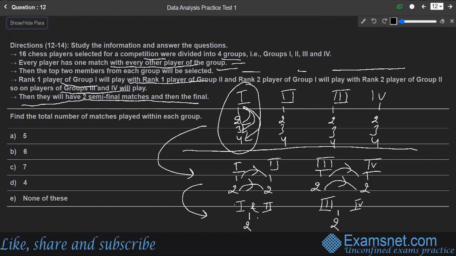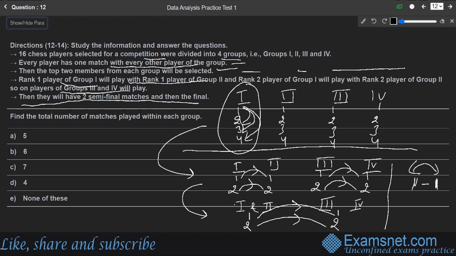So there is a chance that one plays with one and two plays with two. So these 2 matches will also be conducted. And when these 2 matches are conducted, we'll finally have a final. These will be treated as semi-finals, and then finally we'll have a final in which only 2 players will be fighting. Only the 2 finalists will be fighting like this. So this will be the 4th round.